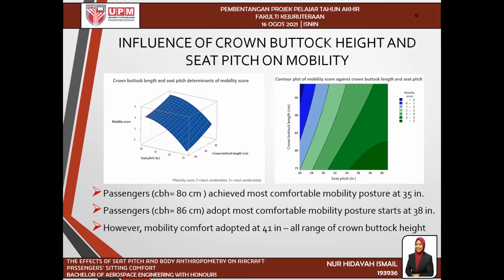This is the influence of crown buttock height and seat pitch on mobility comfort. Both figures, which are the surface response on the left-hand side and the contour plot on the right-hand side, depict that with increasing seat pitch and crown buttock height, mobility comfort can be adopted by the passengers.